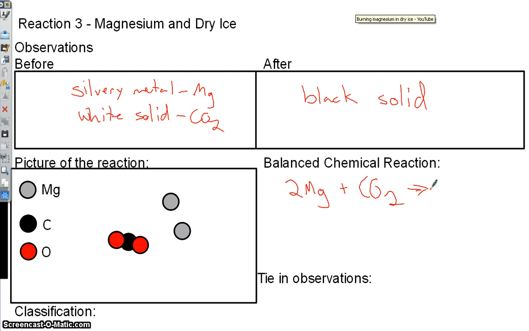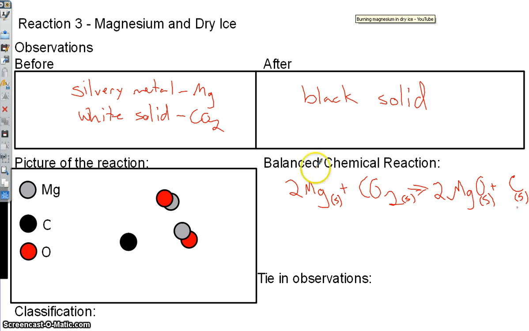And we are making 2 magnesium oxides plus carbon. And again, I forgot to do this in the last one. We started with solid magnesium. We started with solid carbon dioxide. We made a solid magnesium oxide and a solid carbon. Okay, tying in observations of that.